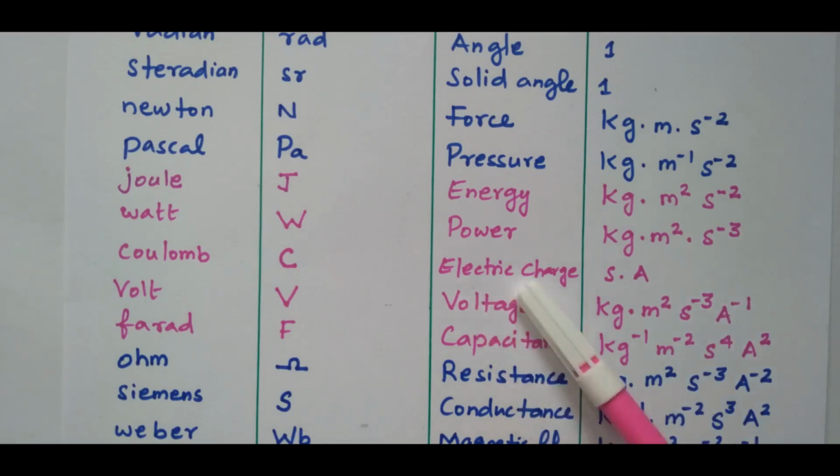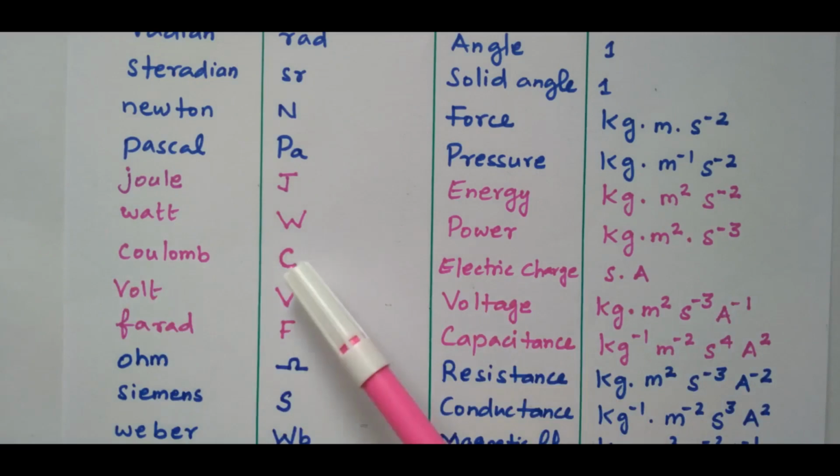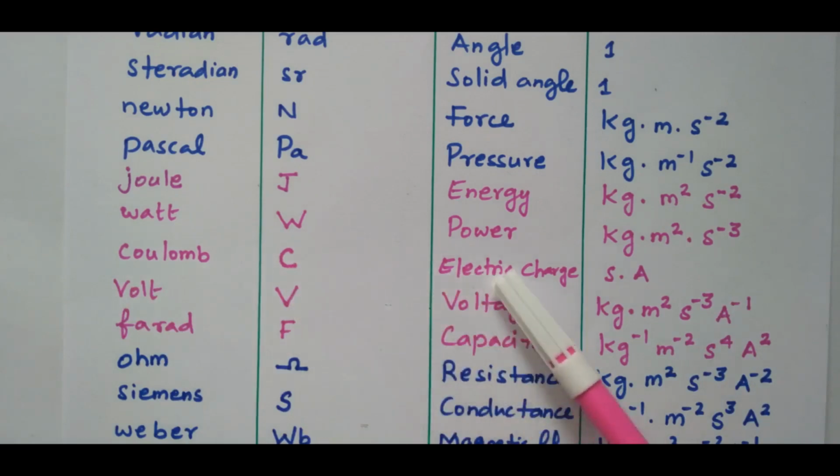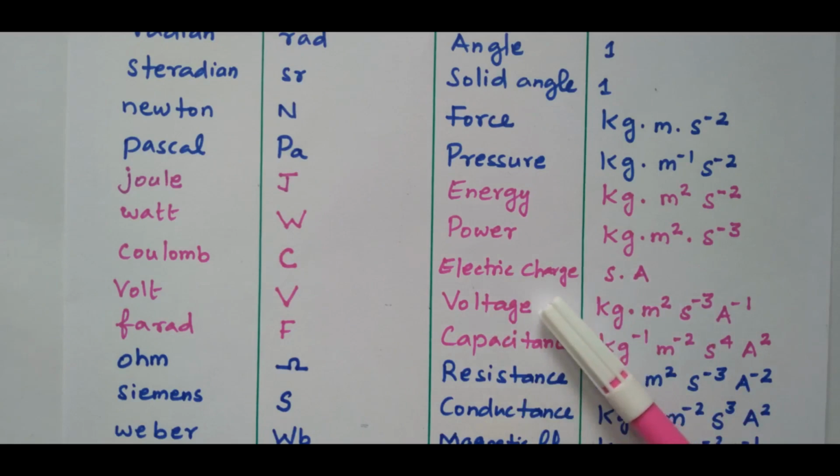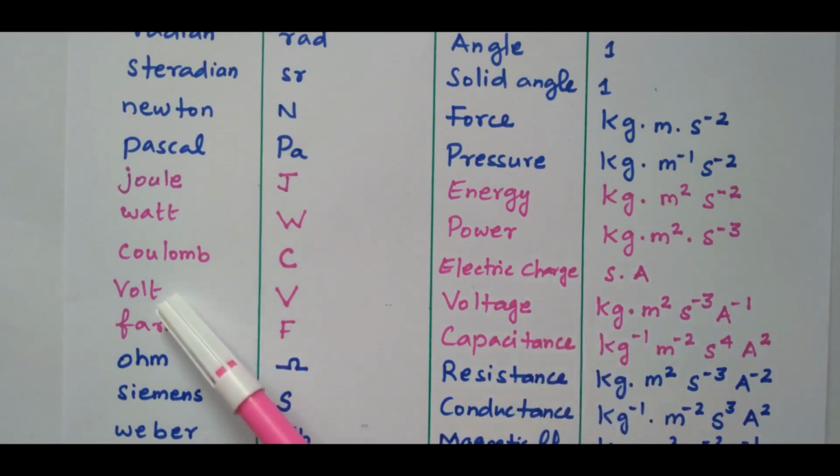Then electric charge. The unit is coulomb, the symbol is C. What is that in base units? s·A. Then voltage is measured in volts. The symbol is V. What are the base units available? kg·m²·s⁻³·A⁻¹. These are all available for voltage.